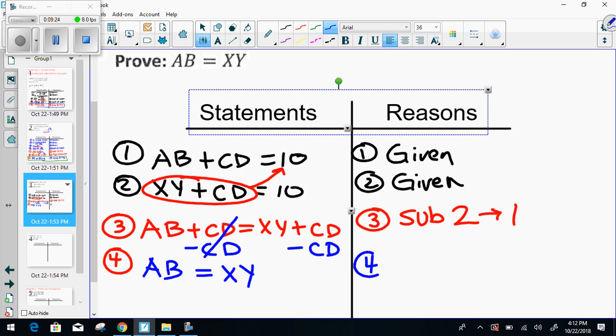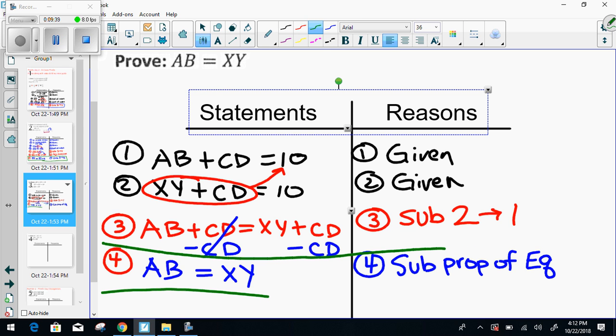And the reason that we subtracted CD is called the subtraction property of equality. You're subtracting from one side, you have to make the other side just as equal. And that's it. You're all done. Go ahead and box that one up.